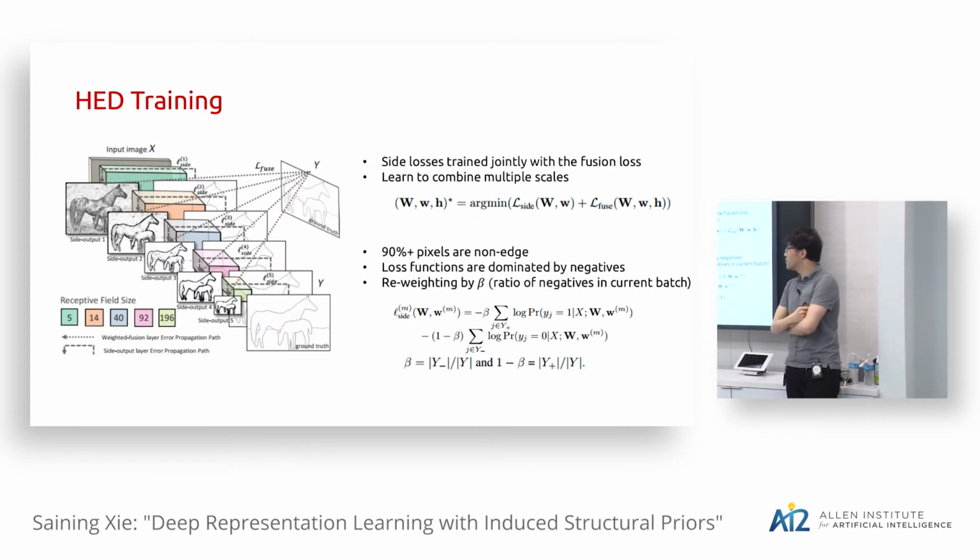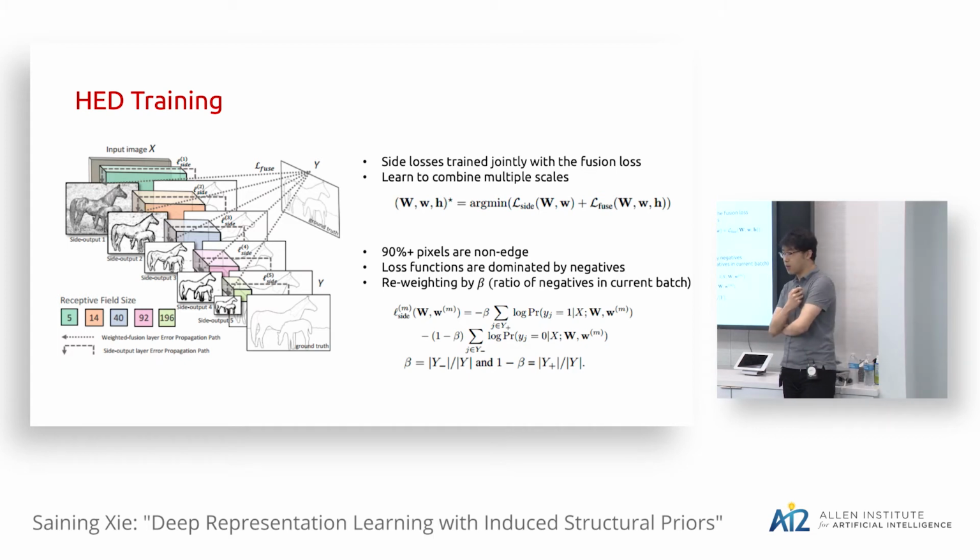Okay, so here are more details of how we train this HED system. As I said, there will be some side supervision, side losses, and there will be a final fusion loss at the end. Every loss is trained jointly. This is really favorable because we are also learning to combine those multiple scales. Compared to the previous methods, where people were doing simple averaging, now we can train the system together and learn how to combine them.